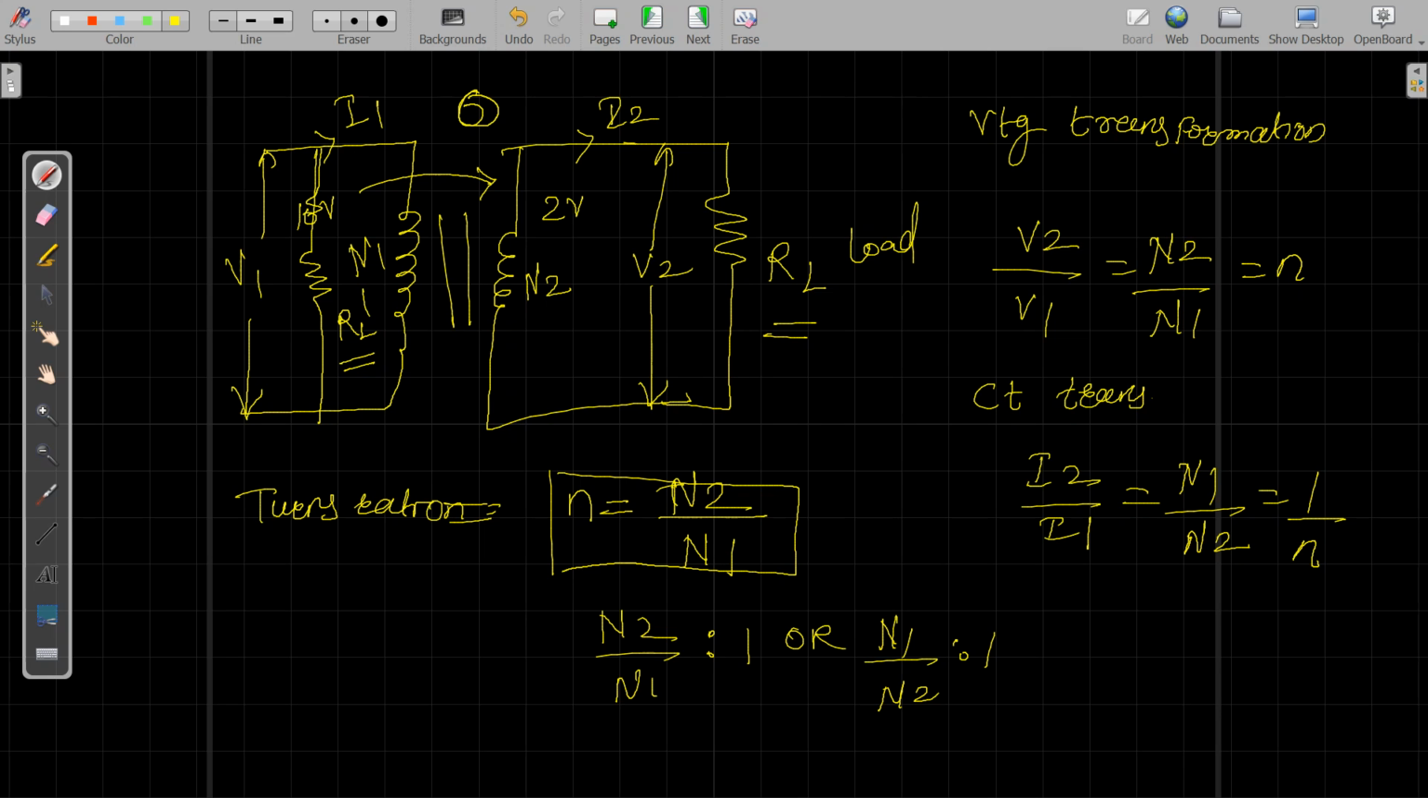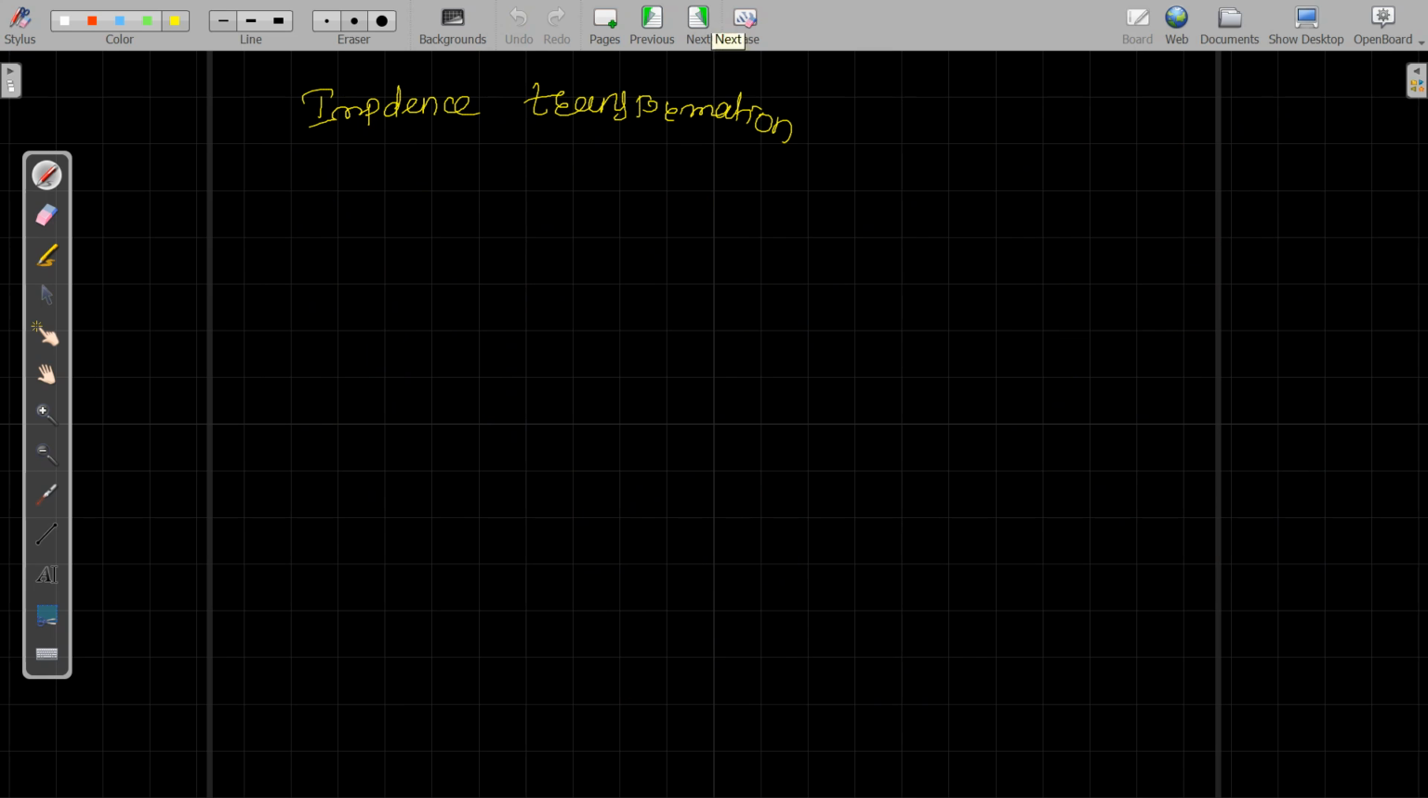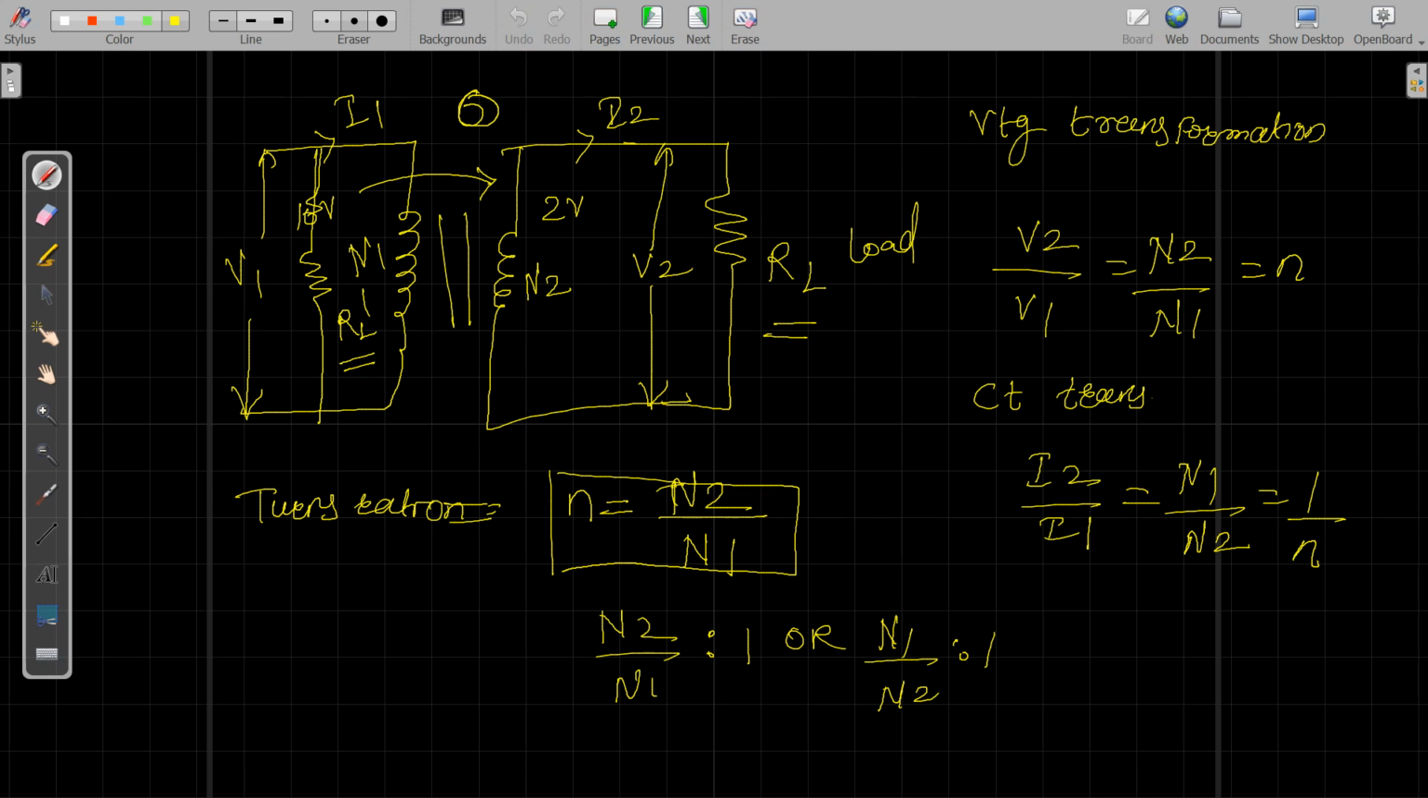Now we are interested to know the value of this RL dash. So what is your RL? RL is nothing but V2 by I2. And what will be your RL dash? Nothing but V1 by I1. You can see here, RL is V2 by I2, and RL dash is V1 by I1.